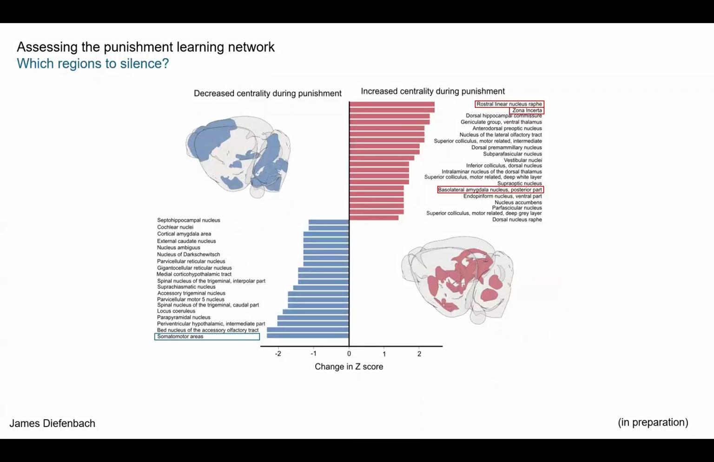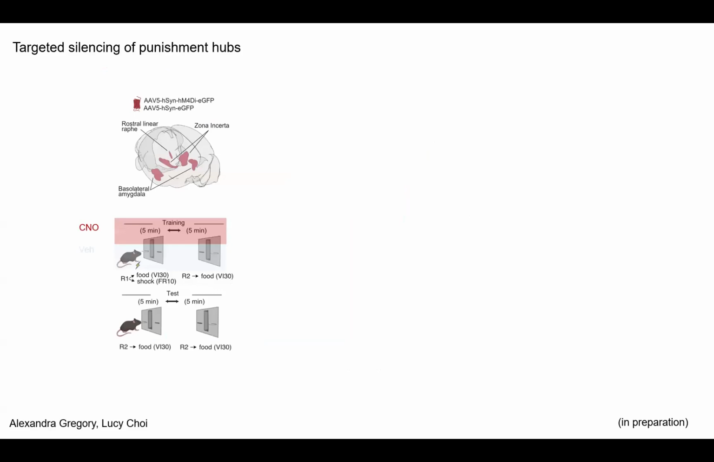The zona incerta is located behind the striatum, just next to the amygdala. And another region that came out is the basolateral amygdala, which we were grateful to see. So we expressed our tool, our inhibitory DREADD, in those three regions. We expressed it bilaterally in the basolateral amygdala, bilaterally in the zona incerta, and bilaterally in the rostral linear raphe nucleus. So now we've got these three brain regions expressing our tool, and when we inject our drug, we can selectively silence those regions to ask what it does to punishment learning.